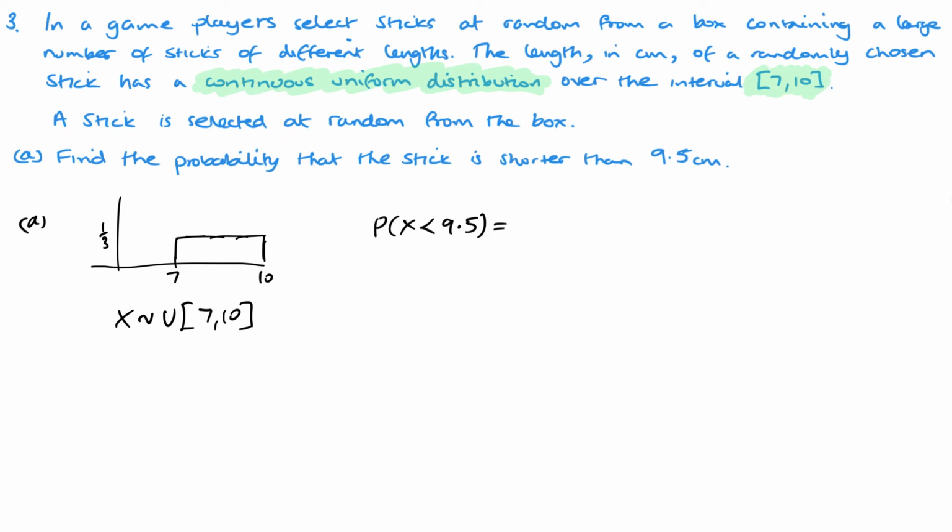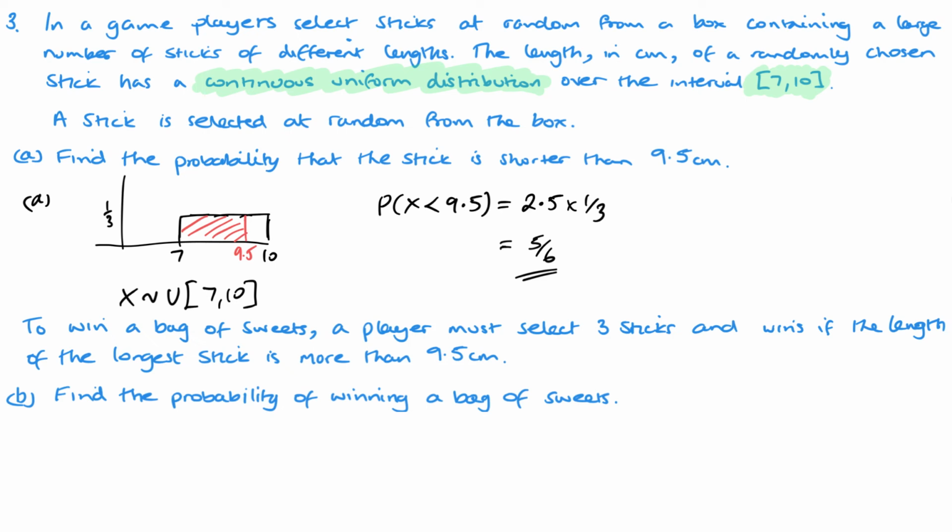Well, that's going to mean that I need to look at 9.5 in my diagram and less than, so we're looking at this area. So this distance here is going to be 2.5, and we want to times it by a height of 1/3, and that will give me 5/6. Obviously I can write it as a decimal, but it's going to be recurring, so it is up to you, but I'm not going to bother.